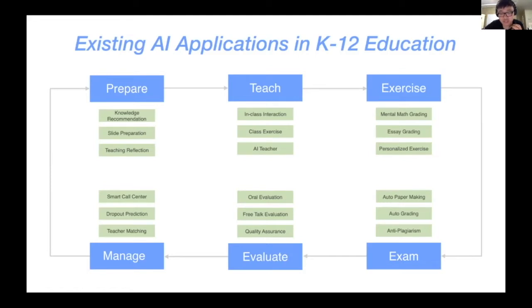The third part is the exercise part. Once we have the class, students usually need to do some exercises. There are a lot of tasks in the exercise stage. For example, how the essays are graded by either human or AI, or how the student gets a personalized exercise. Then we go to the fourth step, which is exam. Students usually have a bunch of tests, assessments, and exams. So how do we come up with a good exam? This is a question. And how do we do the auto grading of the exam? And how do we make sure people don't copy each other?